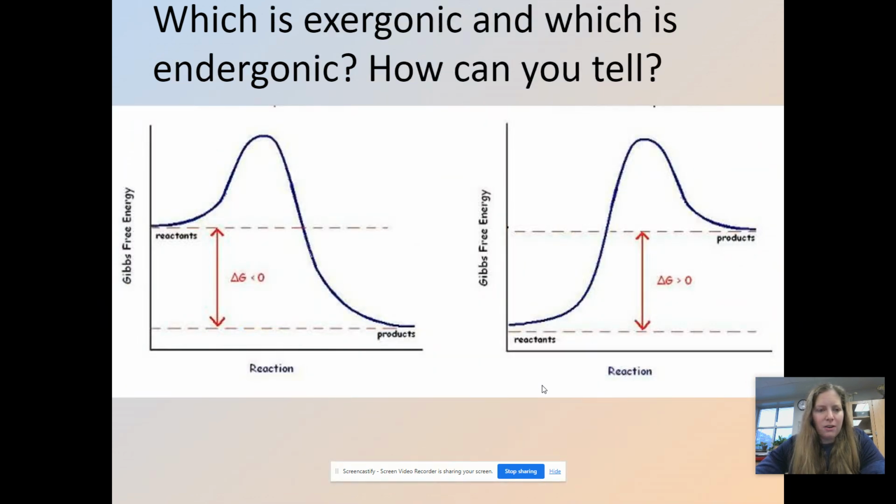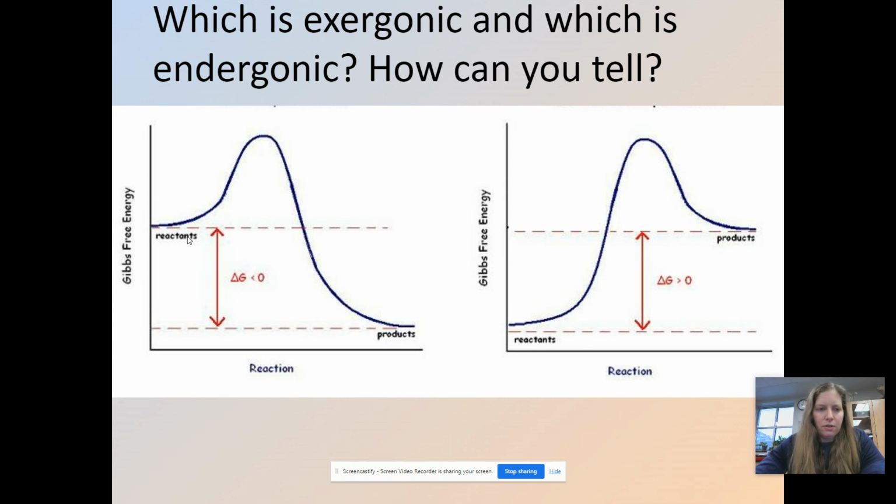We have a couple of diagrams here. On the side is Gibbs free energy. It's basically the amount of energy that's stored in our reactants and our products and the molecules that we have present. On the x-axis, we have the course of the reaction. So in both cases, we're starting with reactants and ending with products. Take some time to think about which one of these reactions you think is exergonic and endergonic and why.